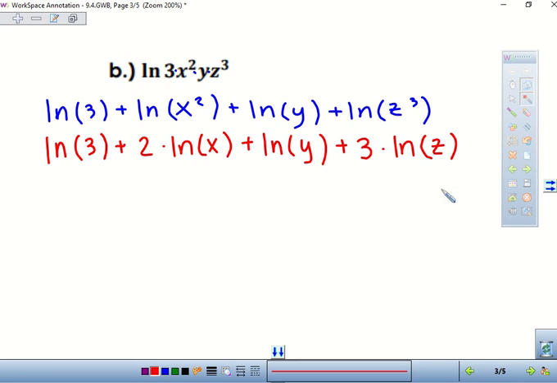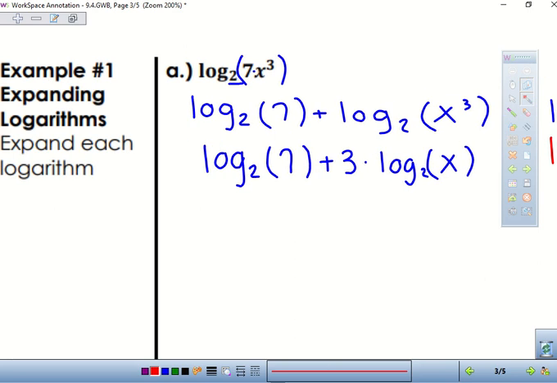And if you want to understand why this works, you can also put it in your calculator and see that ln of 6 is the same thing as ln of 3 plus ln of 2. You can always verify that too. All right.